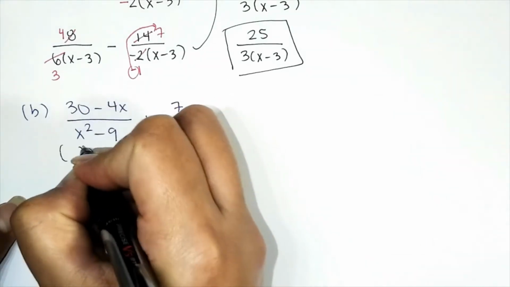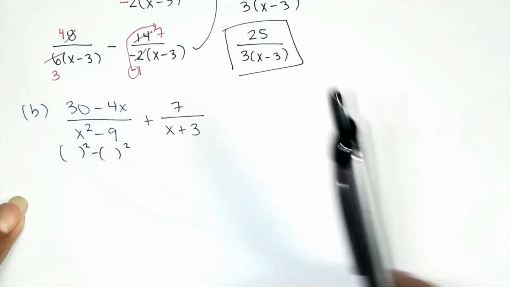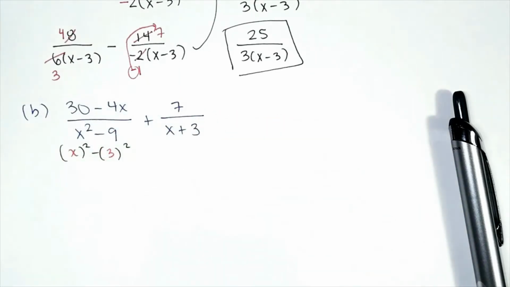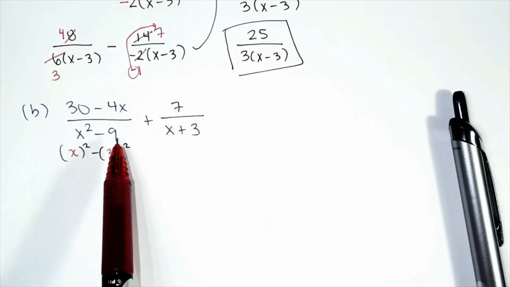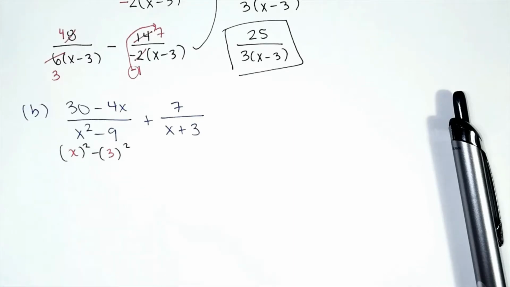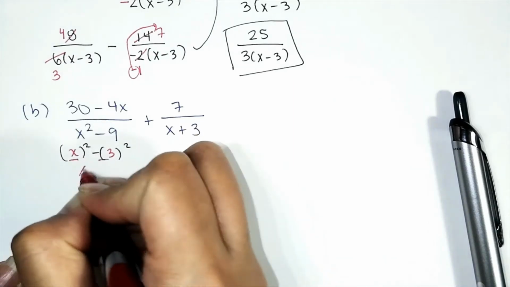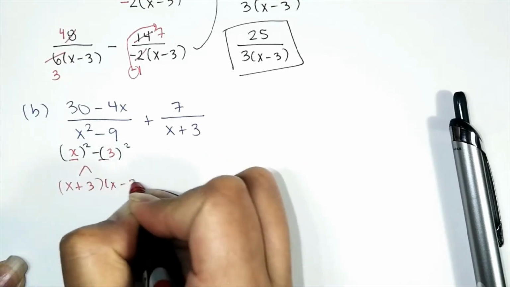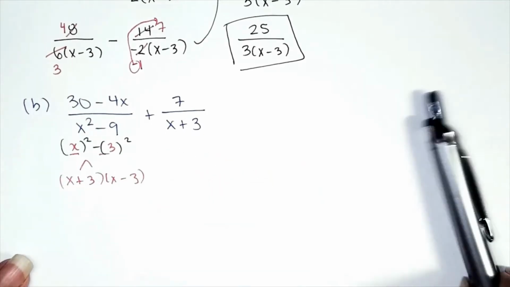If you have trouble seeing it, then do the mold. If you don't need it, then I don't need it. x squared is a perfect square because it's the square of x. 9 is a perfect square because it's the square of 3. So this should factor to x plus 3 times x minus 3. Okay, let's go ahead and write down our new problem.